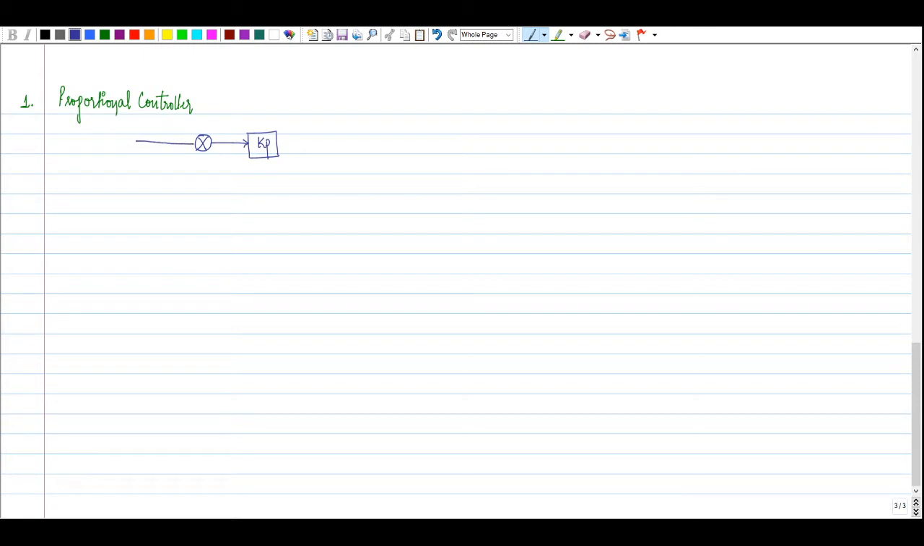So here we have reference input. The reference input, I take it as R of S. Then we have the plant. Now for this analysis, I'll consider the first order system, with the transfer function K divided by 1 plus tau s. This is the simple first order system I have considered for the analysis purpose. The output is C of S. We'll consider unity feedback system.